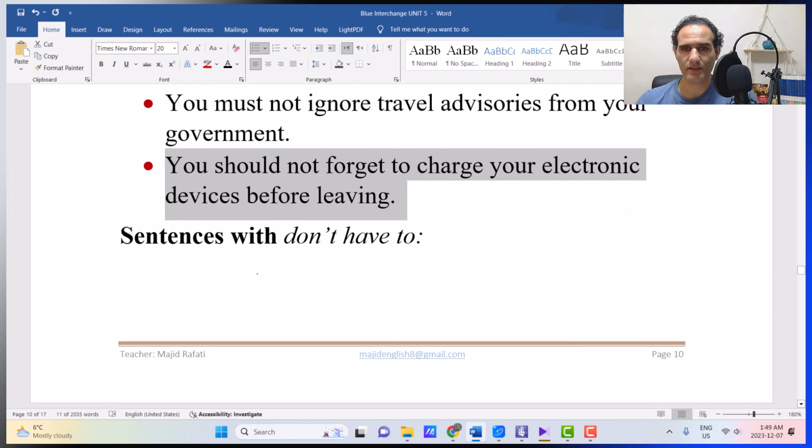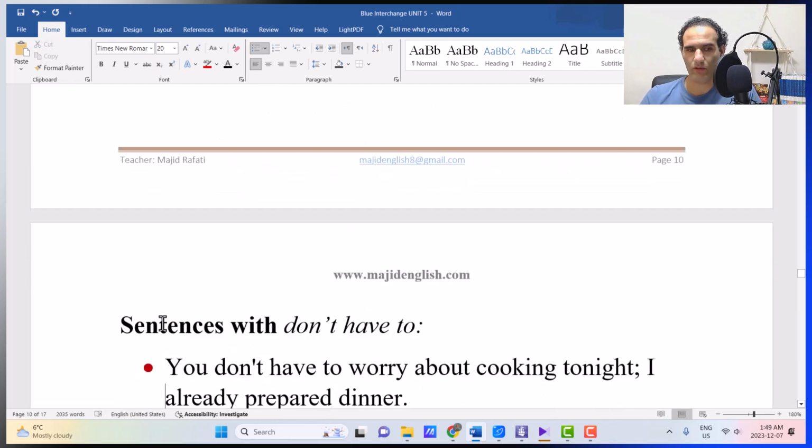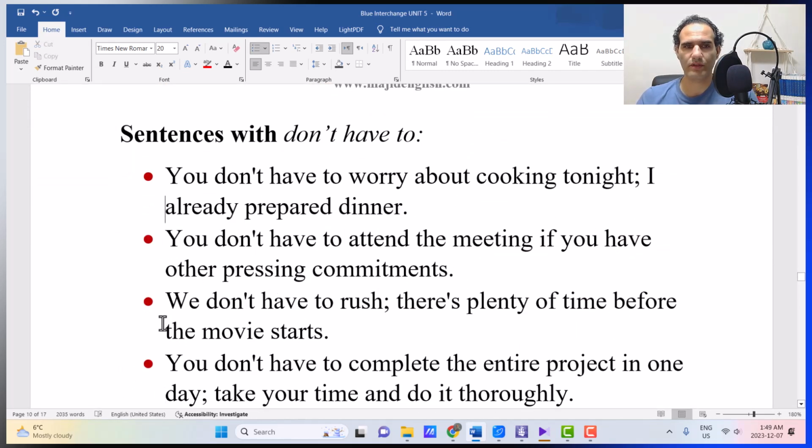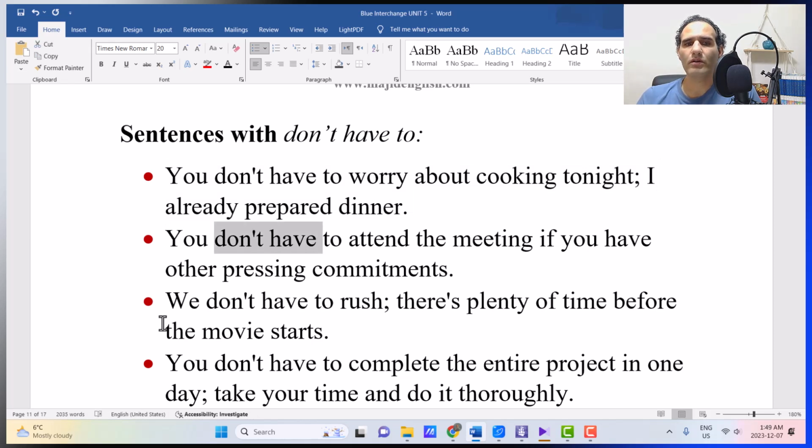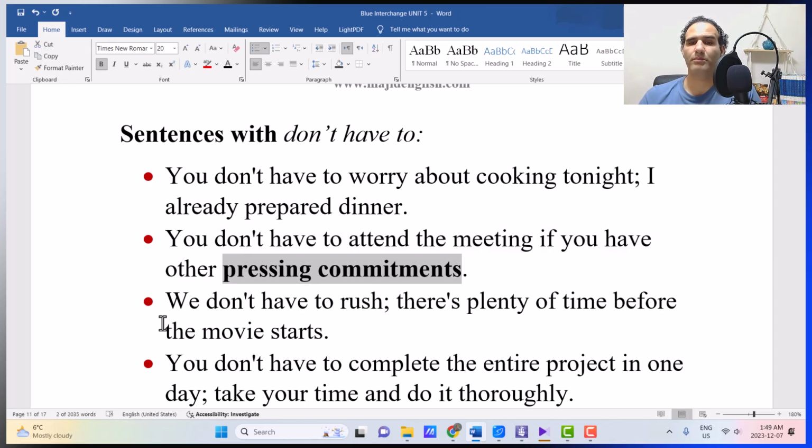Okay, so this is some advice, but in negative sentences, and some extra sentences with don't have to, because that is also important. It says you don't have to worry about cooking tonight. I already prepared dinner. You don't have to attend the meeting if you have other pressing commitments. Beautiful. Pressing commitment means some obligations that are necessary, essential.